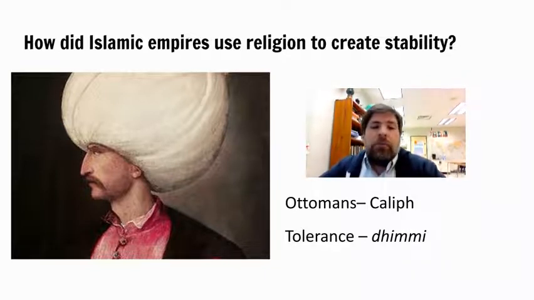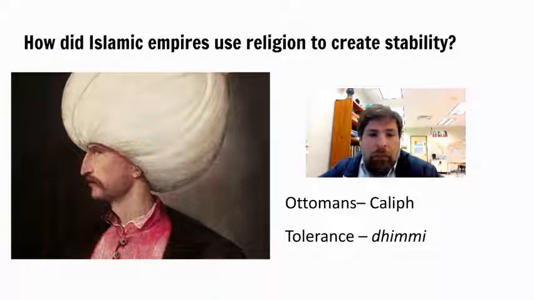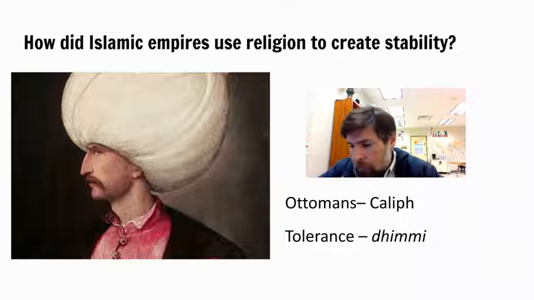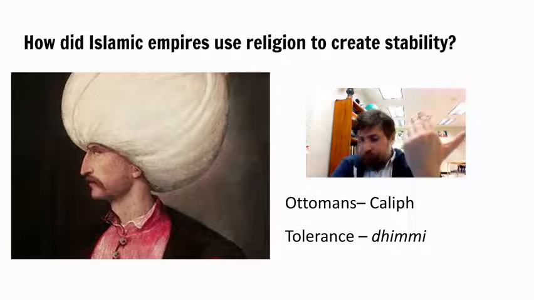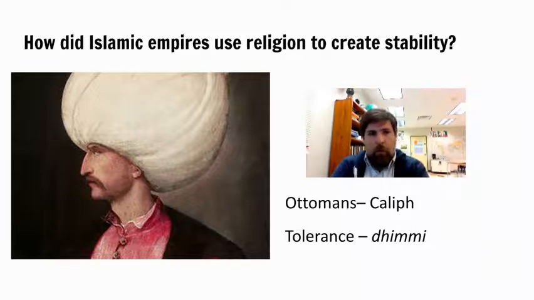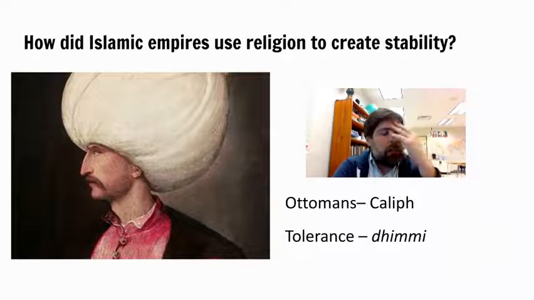Okay, so here's another strategy. Islamic empires used religion in order to create stability. This man with this amazing hat is Suleiman the Magnificent. And Suleiman the Magnificent was the Sultan, which is the word that they used to describe the emperor of the Ottoman Empire. He was the Sultan of the Ottoman Empire.